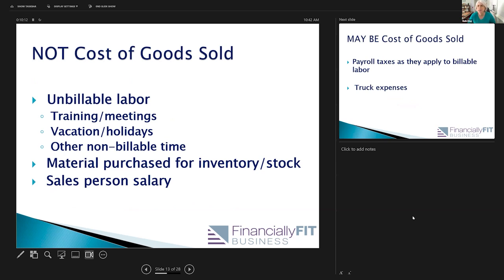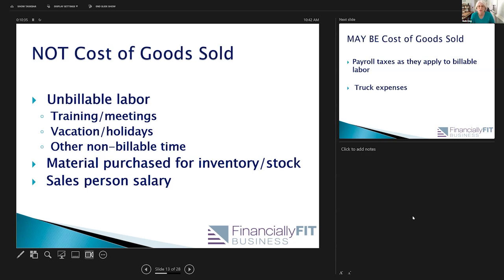And a salesperson's salary, all right? And here's why. Because in the salary perspective, you're going to pay that person whether or not that person sells $1 of work or $1 of jobs. His commissions, on the other hand, are paid when the job is sold and they're part of the cost of that particular job.